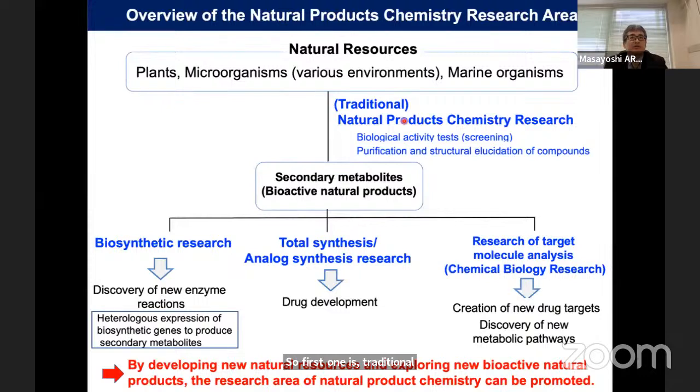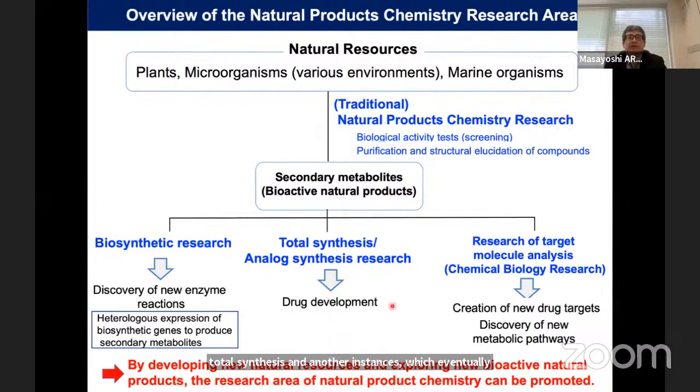This research, as you know, involves collecting natural resources, evaluating the biological activity of their extracts, isolating and purifying the secondary metabolites from those extracts, and determining their chemical structure. Additionally, 3 other studies revolve around the utilization of isolated bioactive natural products or extracts of natural resources. One involves total synthesis and analog synthesis, which eventually leads to drug development.